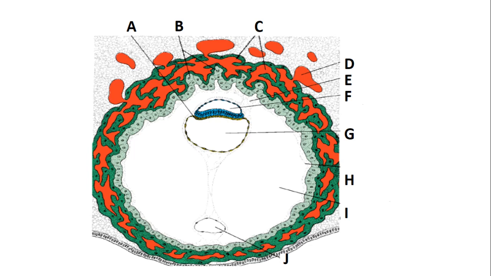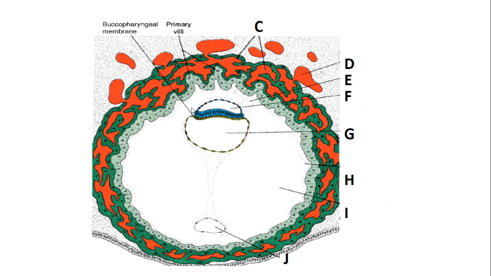So when you look at this diagram, we simply have A. A is just the buccopharyngeal membrane. The buccopharyngeal membrane is where normally the endoderm and the ectoderm interact. So this part is just the buccopharyngeal membrane, the future mouth. Okay.